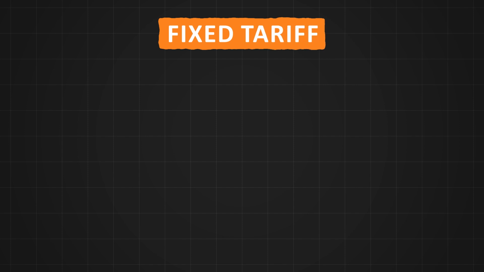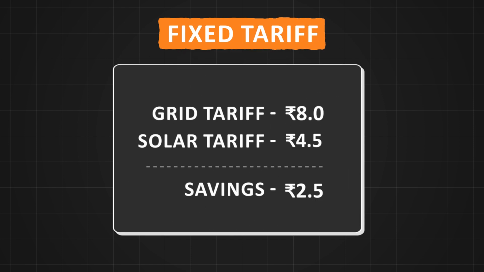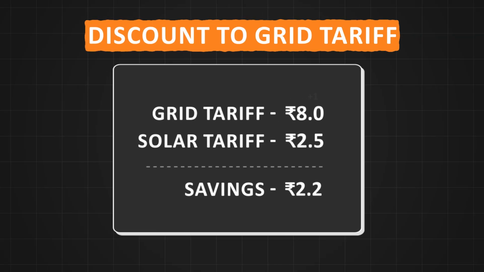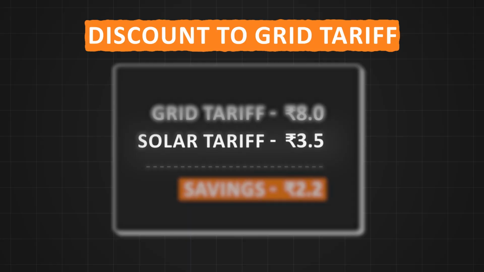So understand that. The second important parameter for you to evaluate is the tariff variability. For example, in a fixed tariff structure, if the grid tariff goes up to 8 rupees, there is a very minimal impact on the solar tariff. Your savings also increase by 1 rupee. Whereas if the tariff goes up to 8 rupees in discount to grid tariff, the savings actually remains at 2.2 and the cost of solar goes up by 1 rupee. So that's the kind of variability that you have in both the structures.